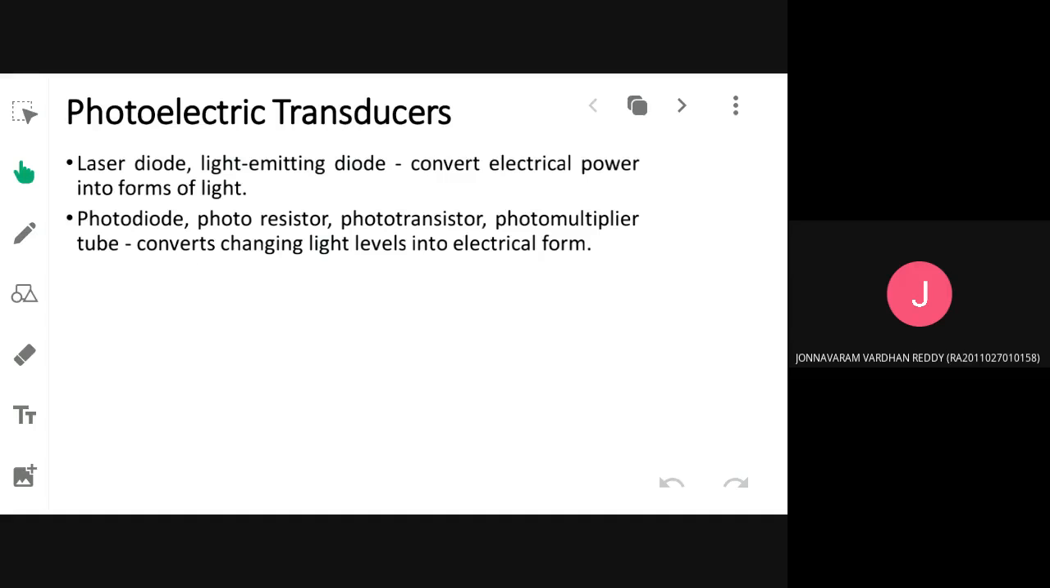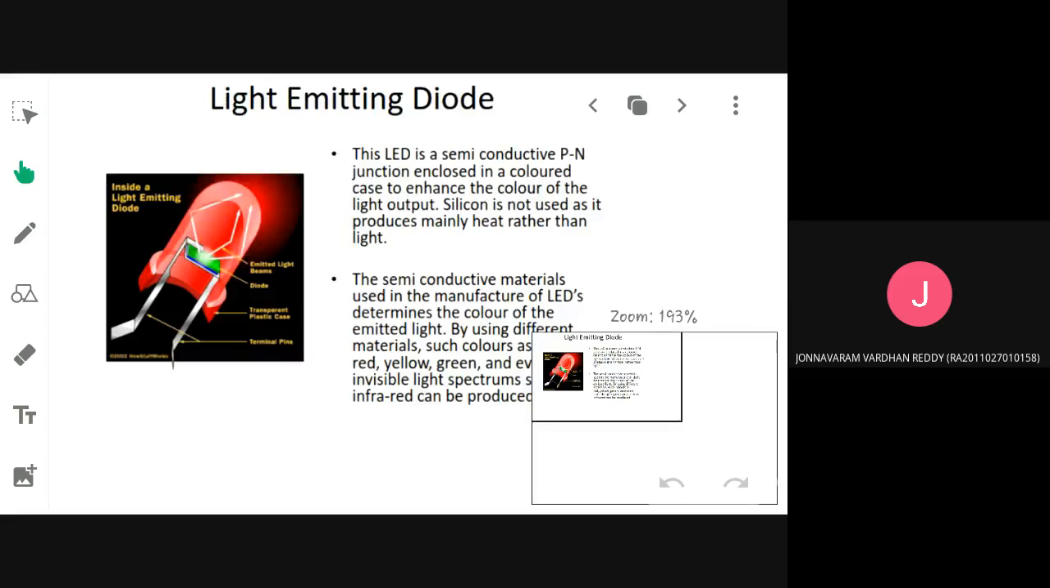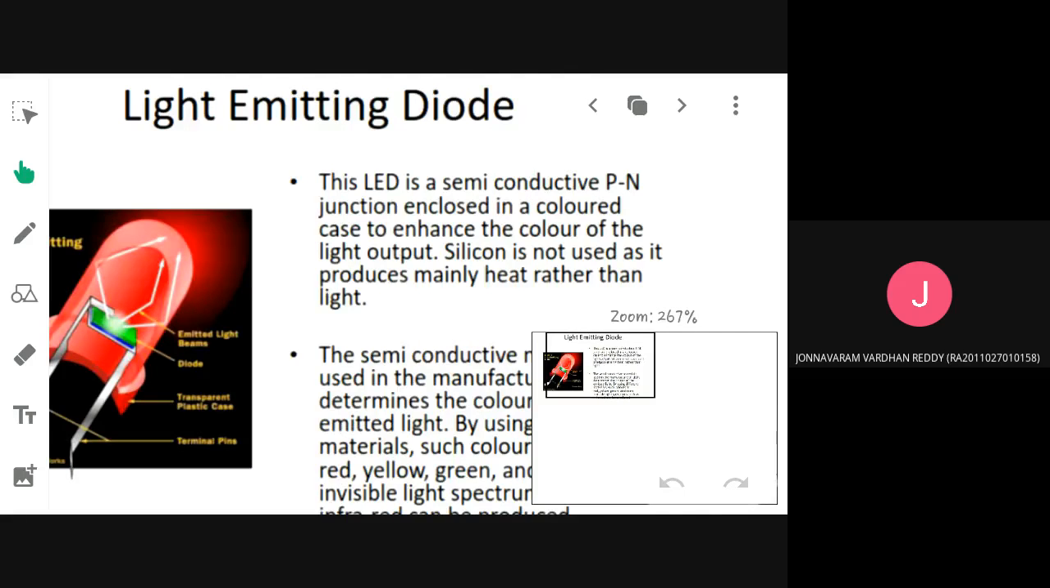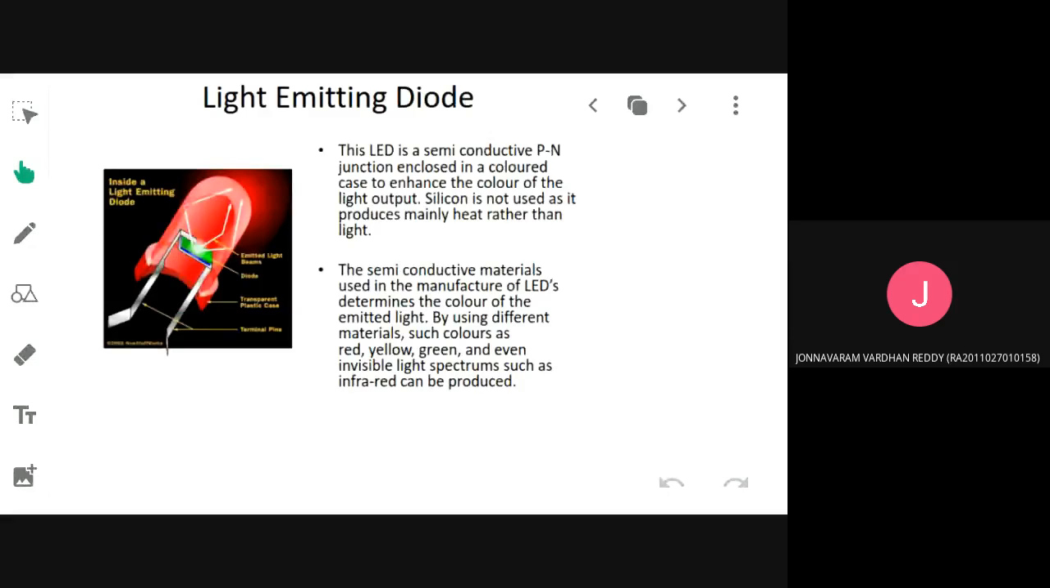I'll discuss one by one, starting with the LED. Again, LED, what type of energy conversion? Electrical to light. So how does that action happen? Can anybody tell me? We have studied the ordinary PN junction diode in the earlier class. How does it differ from a light emitting diode?